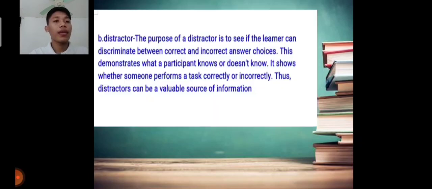Why? The purpose of a distractor is to see if the learner can discriminate between correct and incorrect answer choices. This demonstrates that a participant knows or does not know. It shows whether someone performs a task correctly or incorrectly. Thus, distractors can be a valuable source of information. So that's why the correct answer is the distractor.